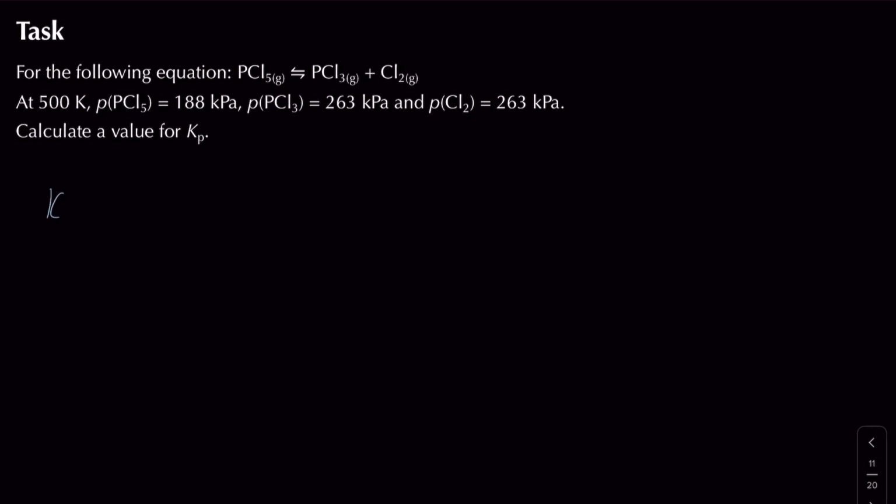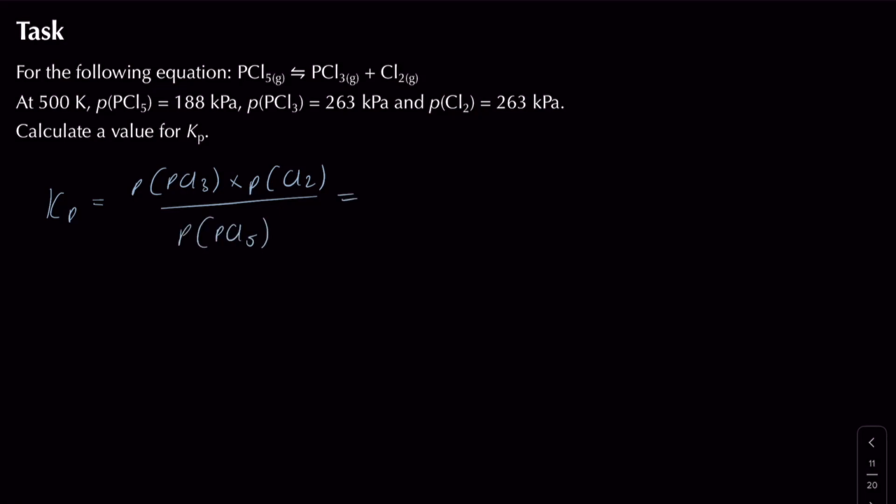So yeah, looking at this one then, I'm going to start off with my Kp expression. I'm going to have Kp being equal to the partial pressure of PCl3 to start off, times by the partial pressure of Cl2 on its own, divided by the partial pressure of PCl5.